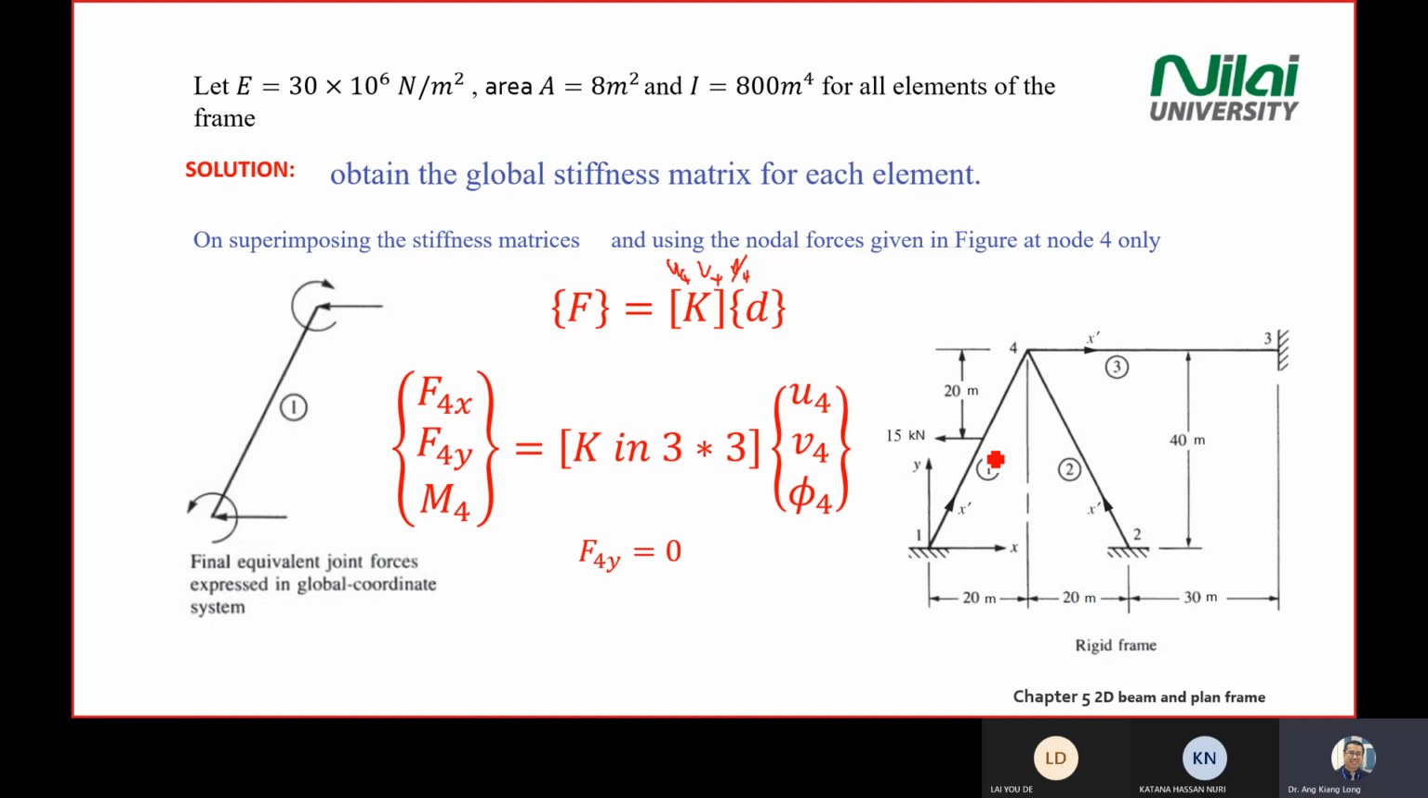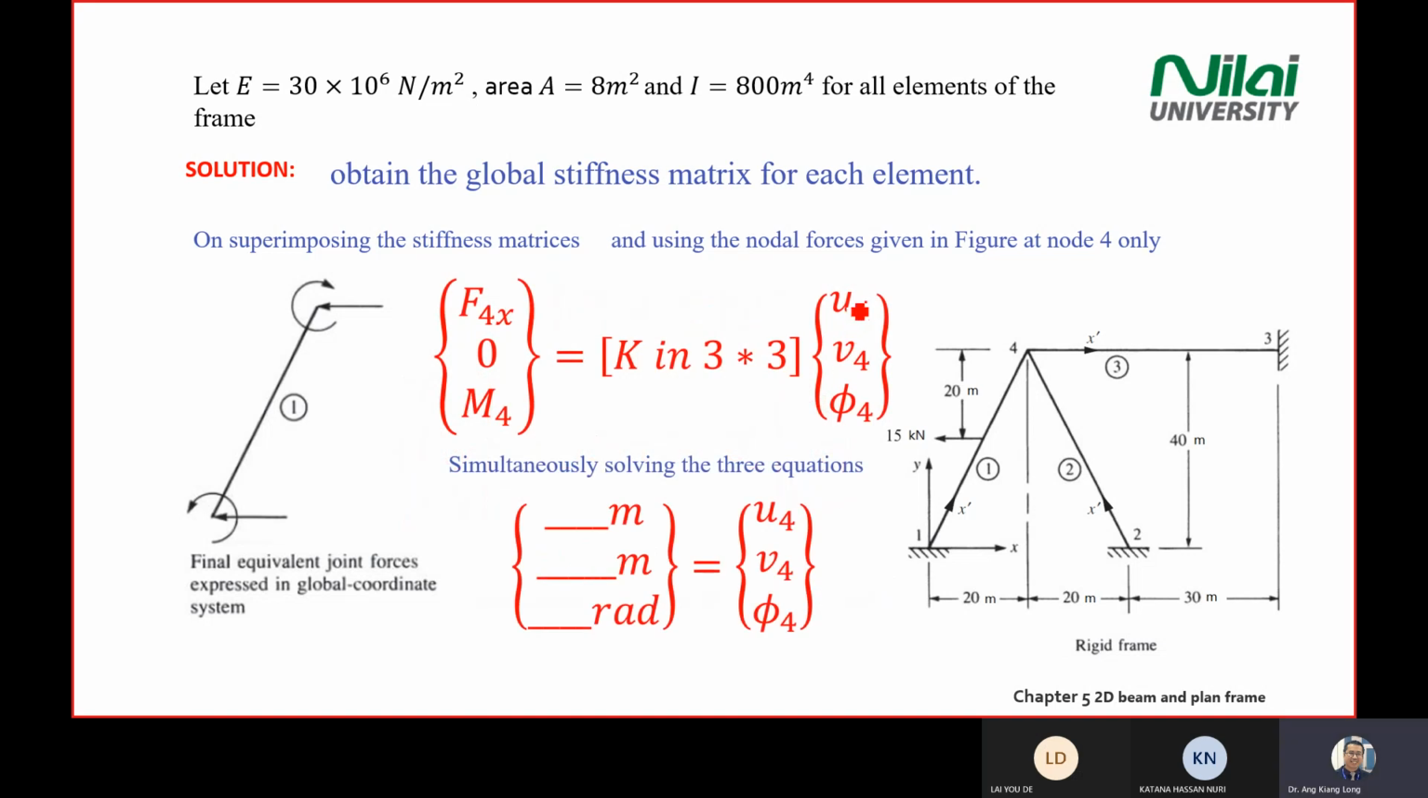So we know that if you look at point number 4 here, there's no forces going up, so F4Y will be 0. Or you can straight away go and find the displacement. So yeah, you can solve the 3 equations. Then you're able to find the displacement at point number 4. So this is your homework.